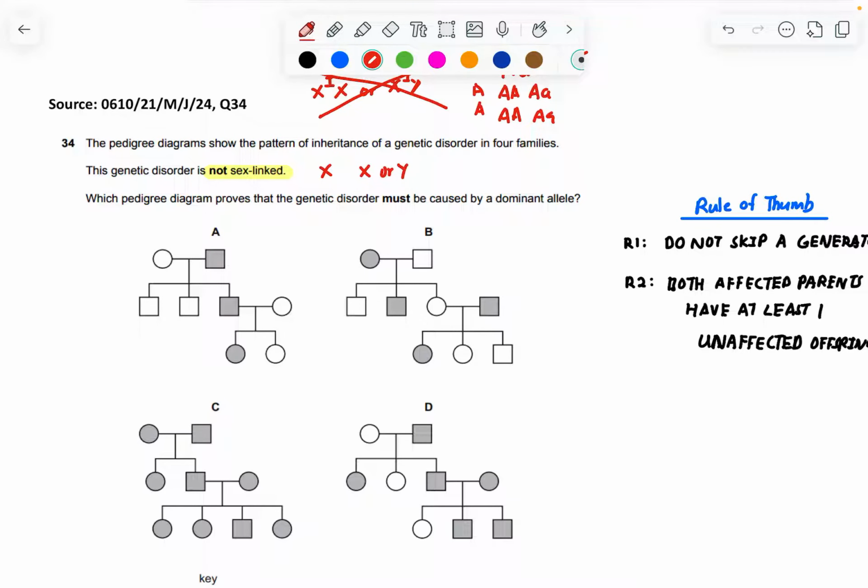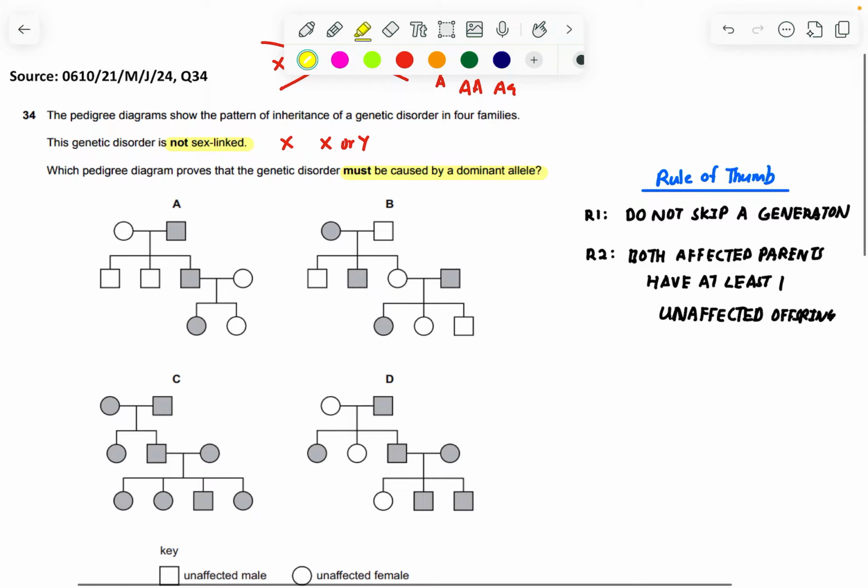Which pedigree diagram proves that the genetic disorder must be caused by a dominant allele? Another keyword here is must be caused by a dominant allele. So now I'm going to apply some rules to solve this question without having to complicate yourself with Punnett squares here and there to decipher all of these genotypes. So this is the rule of thumb.